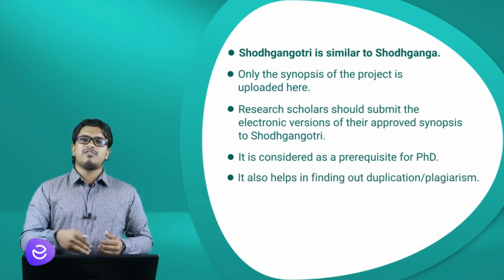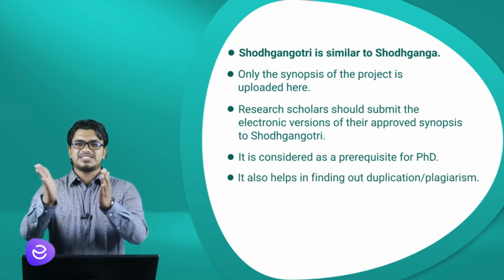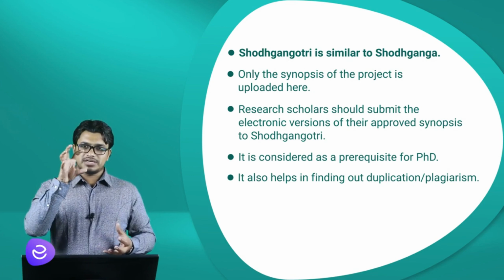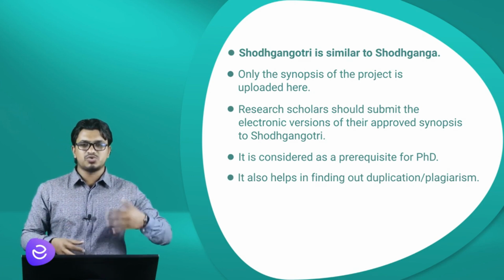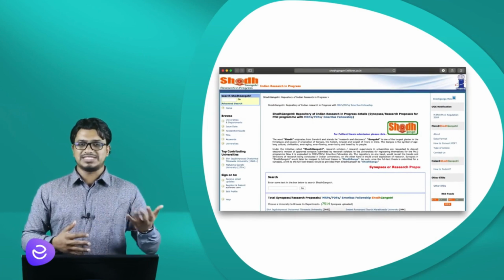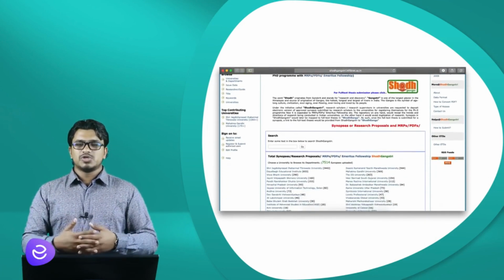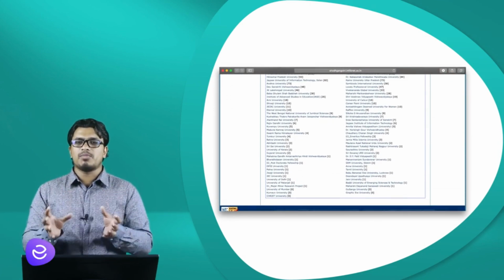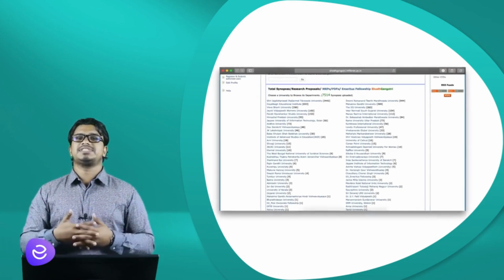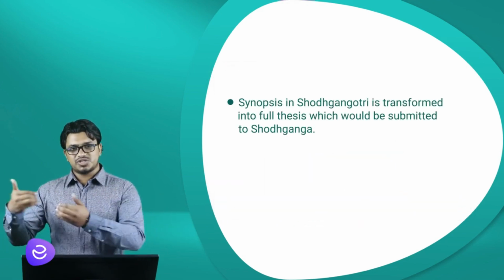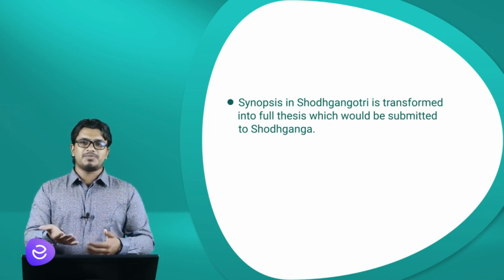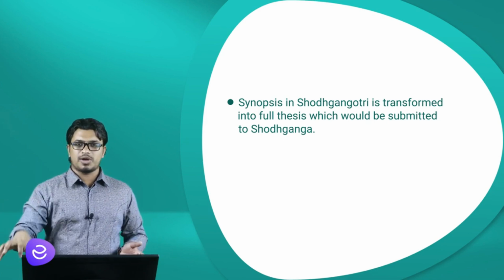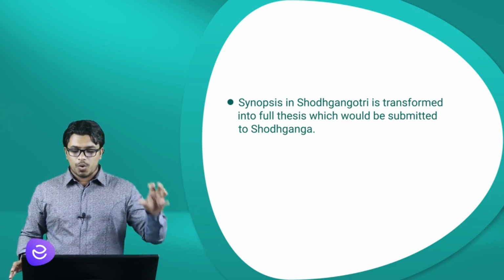This is also to avoid duplication of research. If one person has done research on a particular topic, the next person should not conduct research on the same topic. He should choose something new, something different from this. So Shodhgangotri also allows us to overcome the problem of duplication right from the synopsis stage itself. After the completion of the project, the thesis is uploaded to Shodhganga. Shodhgangotri means just the submission of the synopsis, while Shodhganga means submission of the whole thesis.